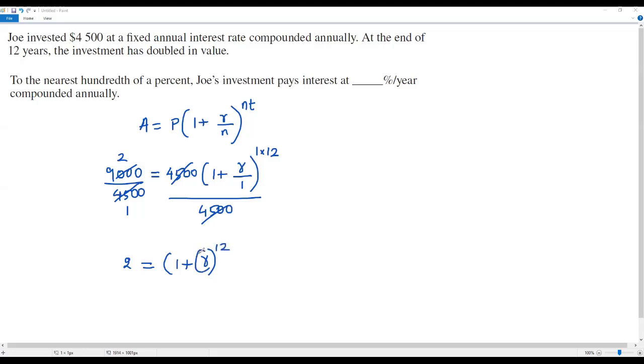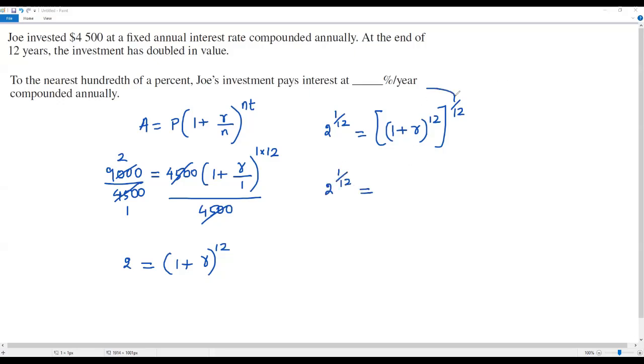Okay, to solve for R, I have to get rid of the exponent 12. How can we get rid of this exponent 12? I have to raise both sides of this equation to the power of 1 over 12, so that I'll be able to get rid of this exponent. Let me raise both sides to the power of 1 over 12. Then I'll get 2 to the power of 1 over 12 equals ((1 + R) to the 12th power) to the power 1 over 12. Here I can write 2 to the power of 1 over 12 as it is.